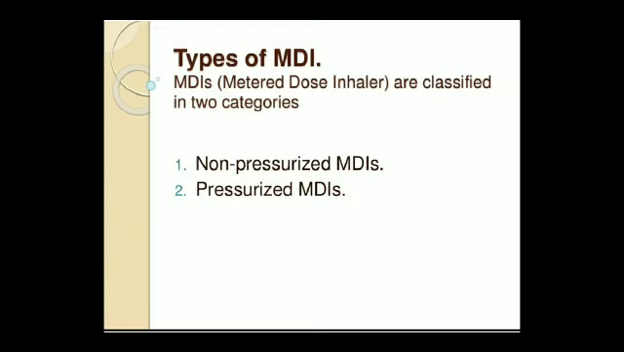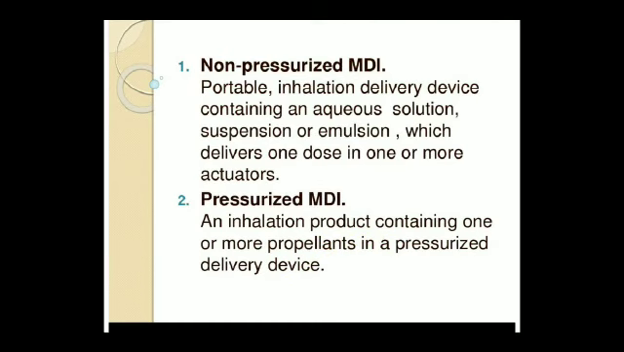Types of metered dose inhalers: non-pressurized metered dose inhalers and pressurized metered dose inhalers. Non-pressurized metered dose inhalers are portable inhalation delivery devices containing aqueous solutions, suspensions, or emulsions, which deliver one dose or one or more actuations. Pressurized metered dose inhalers contain one or more propellants in a pressurized delivery device.